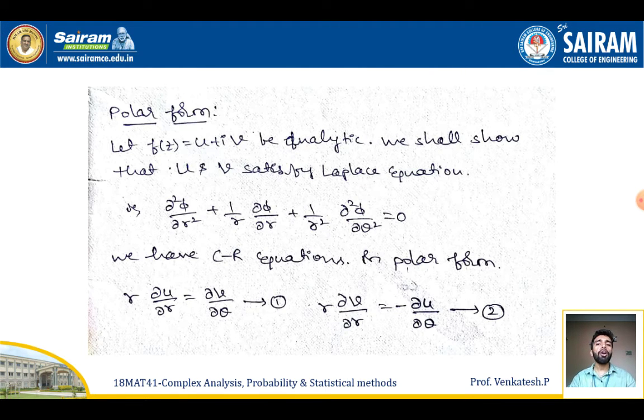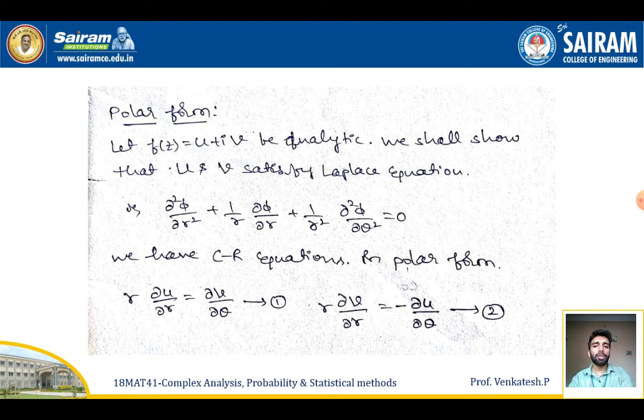So since both u and v are harmonic, in the case of Cartesian form I can conclude that both the real and imaginary parts of a complex variable are harmonic. Now I am moving on to the polar form. In the polar form, let me consider the function f(z) = u + iv to be analytic. Now we shall show that u and v must satisfy the Laplace equation.